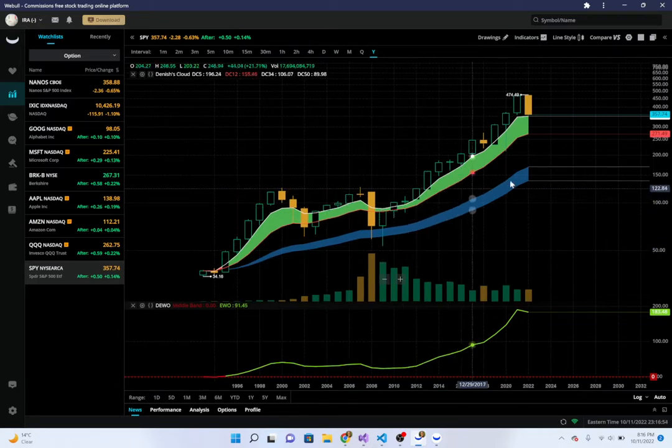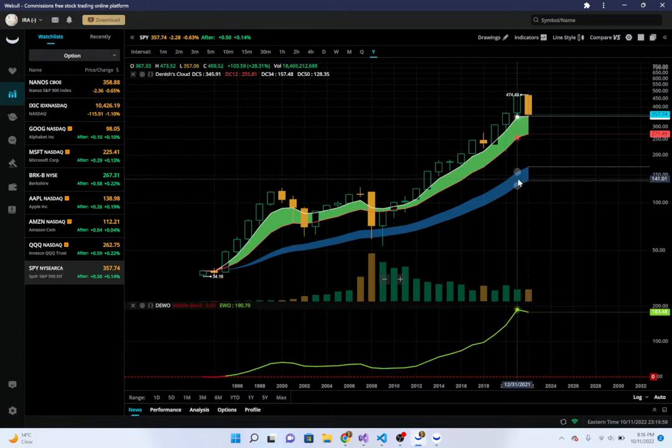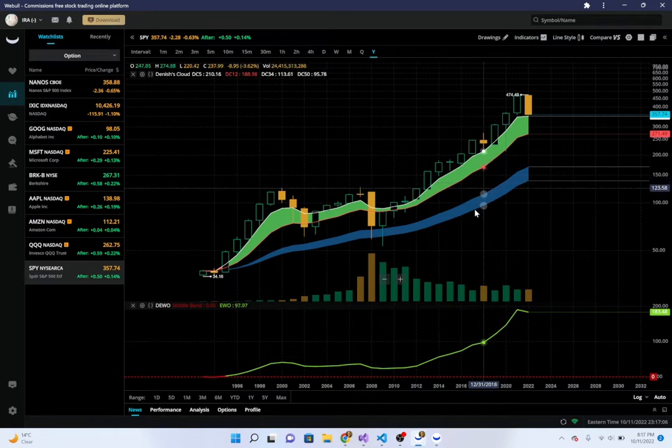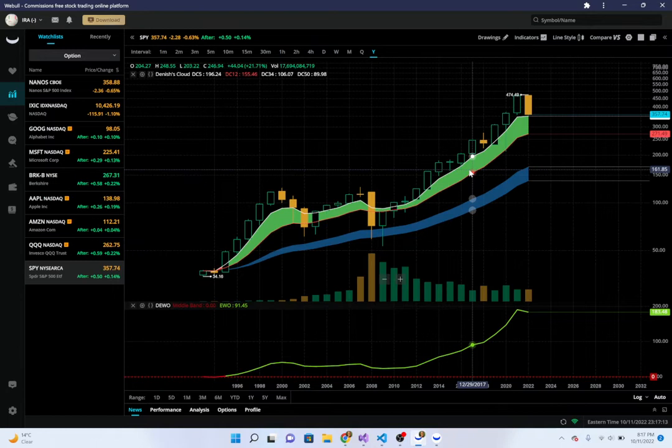You see that SPY is still continuing to grow. It's still growing, and there's no sign of SPY plunging all of a sudden out of nowhere. You see that the thick blue cloud and the thick green cloud indicate the strength of the trend.